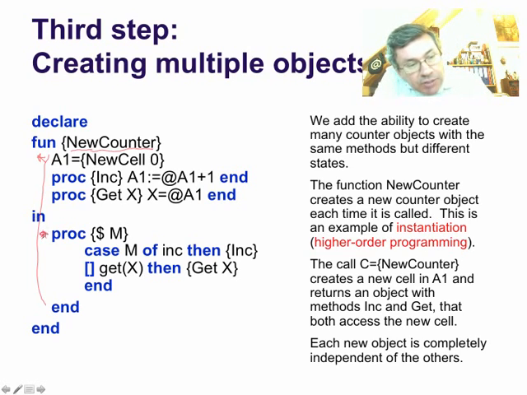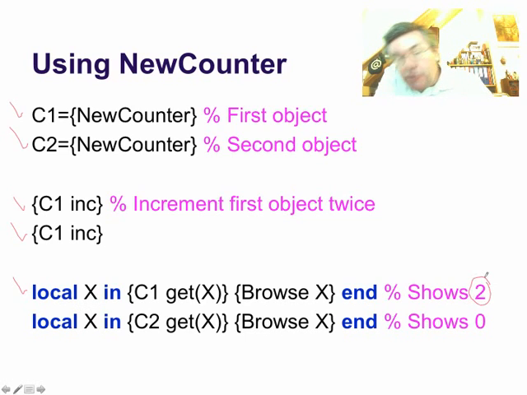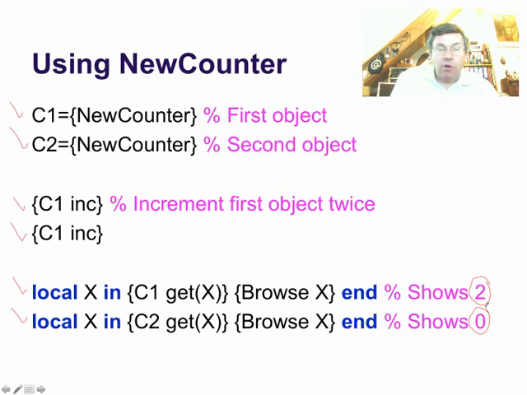So each of these new objects is completely independent of the others because the state is independent. So here's an example. We create one new object here, C1. We create a second new object, C2. And here we will increment the first object twice, C1 inc, C1 inc. And now if we display the state, we have local x in C1 get x. This one will show 2, which is the internal state of C1. And local x in C2 get x will show 0 since we have not touched the state of C2. We've only incremented C1. The two objects are independent.